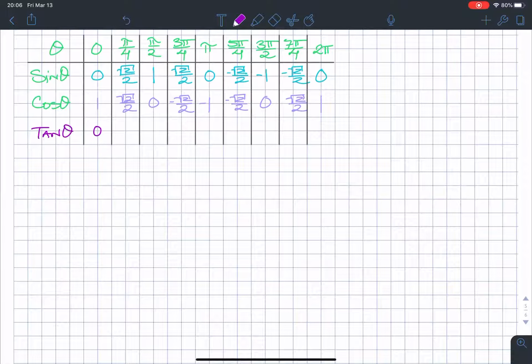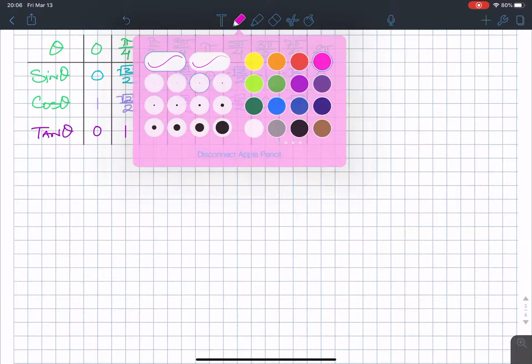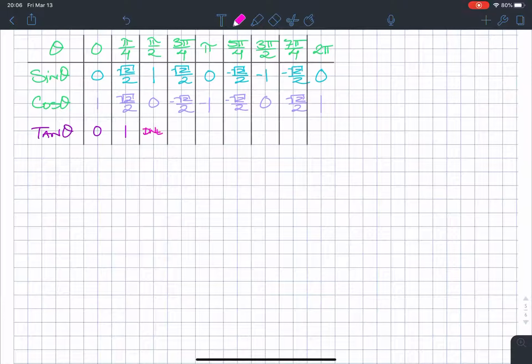Root 2 over 2 divided by root 2 over 2, of course, is just 1. Now, dividing by 0 does not exist. So that would be a vertical asymptote to the graph, and we'll come back to that. So in quadrant 2, the quotient of the 45-degree reference angle values is negative 1. At 180 degrees, 0 divided by negative 1 is 0. In quadrant 3, notice that the quotient of two negatives is a positive. So hence tangent at 5 pi over 4 is positive 1.